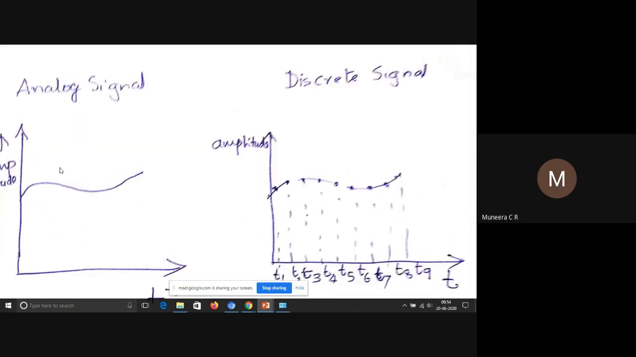Here is shown an analog signal. It's a continuously varying signal with respect to time, while here is shown the sampled signal, which is a discrete signal. At regular intervals, we are taking the samples and holding them for the time intervals.